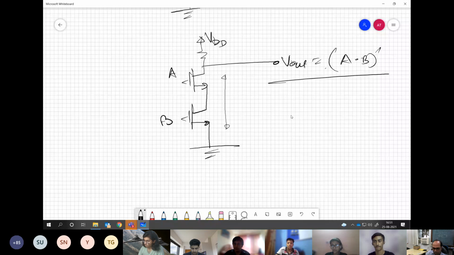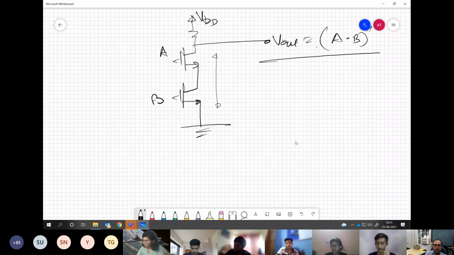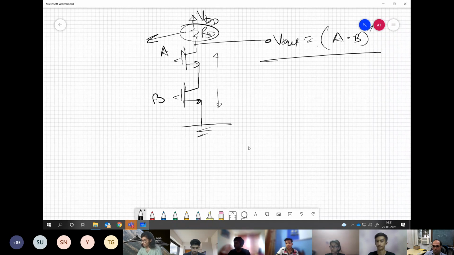Yes or no? Quickly. Yes, sir. Okay. Now, the interesting part is here. Even the resistance that I am drawing over here is itself actually fabricated by a FET only, not by an actual resistor or something. This is also a FET which is connected in a special manner.